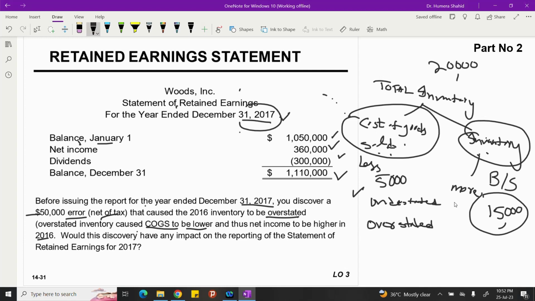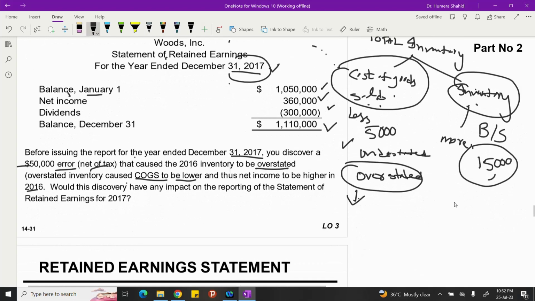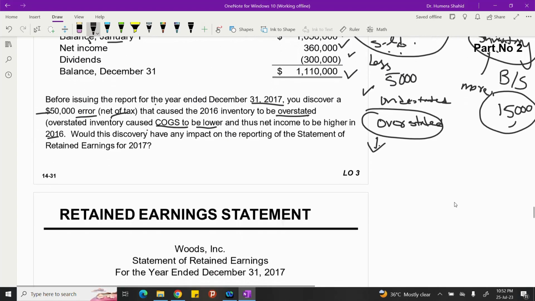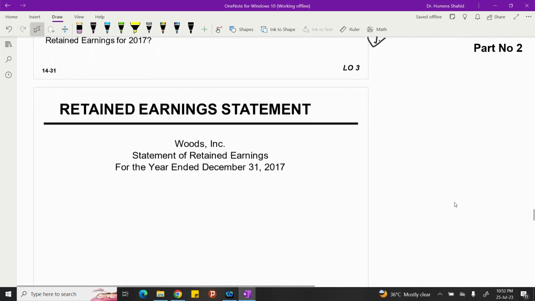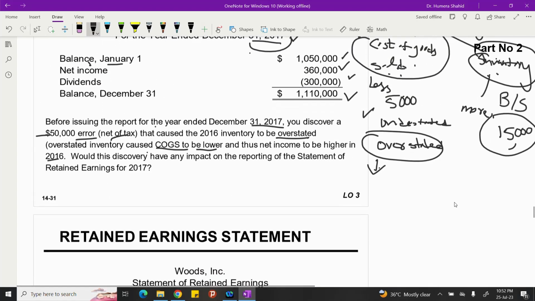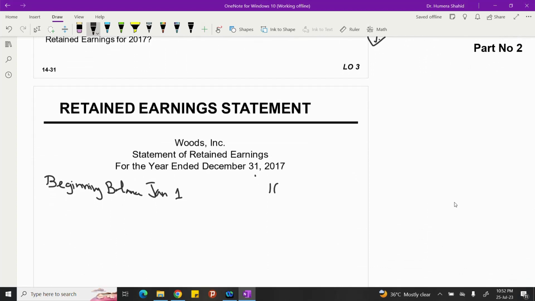In 2016, net income was recorded more. So what will you do? Now you will reduce the net income to correct it. So let's do this correction. This is the retained earnings statement. So headings are already given. So I have the beginning balance, January 1st. How much was that? 1,050,000.